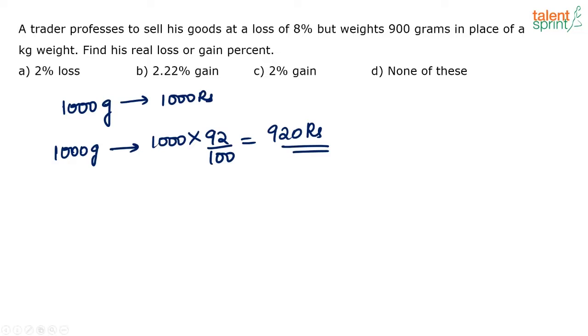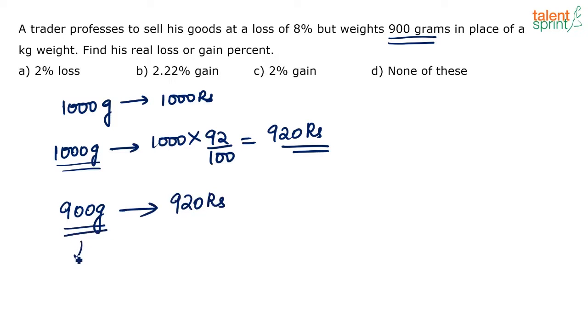But what is the trader doing? See, he is weighing only 900 grams in place of 1000 grams. So instead of selling 1000 grams, he is actually selling only 900 grams, and these 900 grams he is selling for 920 rupees. What is the cost price of these 900 grams? The cost price of these 900 grams is only 900 rupees, but he is selling it for 920 rupees. So what is his profit? He is actually making a profit. For items which actually cost only 900 rupees, he is selling them for 920 rupees. So what is his gain?